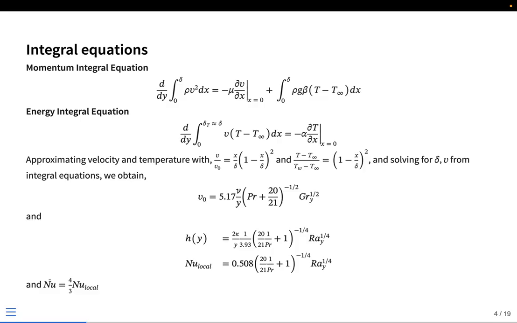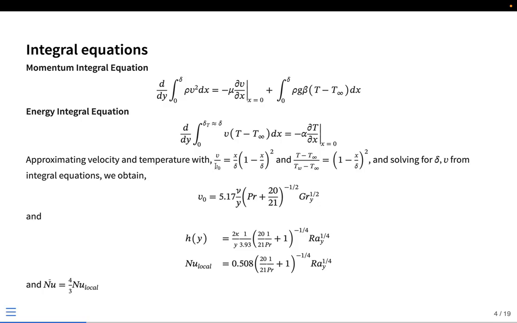Similarly, we have done the same for the energy integral equation, which is again a single equation, so we can solve for only one unknown. We have assumed delta t to be close to delta, and with that assumption, we will get an equation for delta t here. But in forced convection, when we solved the problem, delta t was different from delta, so we had two equations and two unknowns. Now we are assuming that delta t is close to delta, which means we have only one unknown variable and two equations, so we can solve for one other unknown variable, and that unknown variable is this V naught.